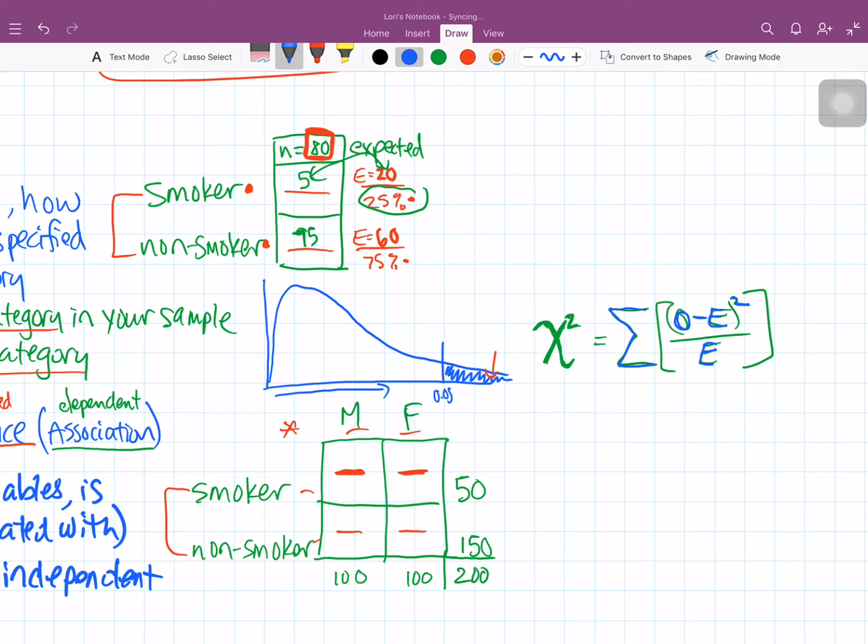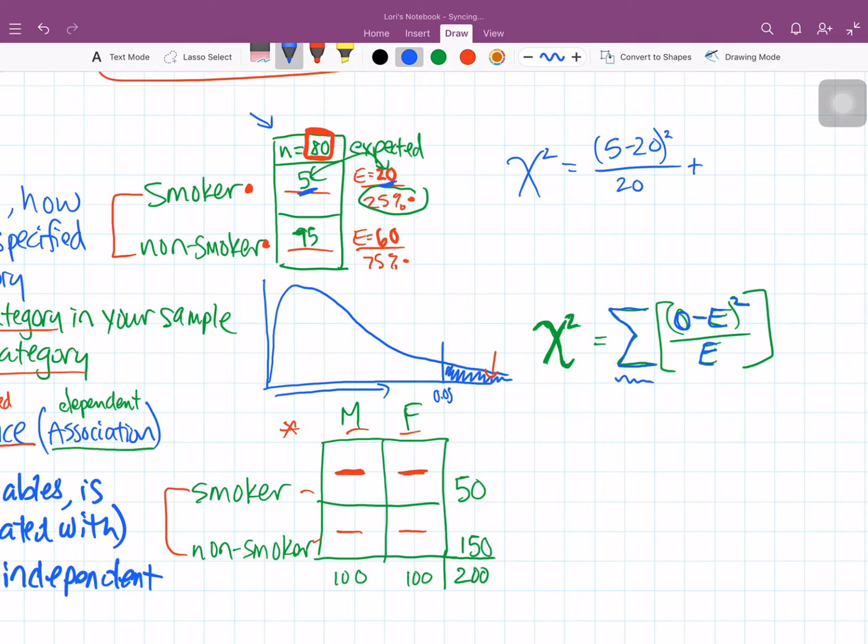So let me show you what that looks like for this example right here. I'm going to say my chi-square is equal to the observed minus the expected, so (5 minus 20) squared, divided by, and what's the expected here? It's 20.